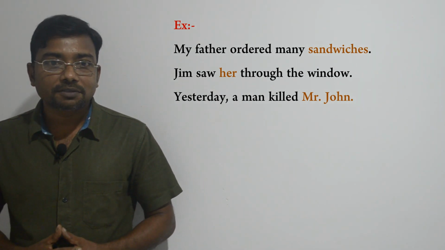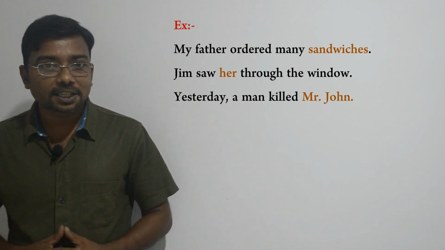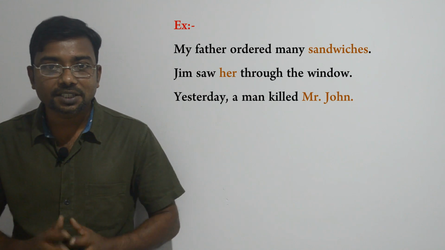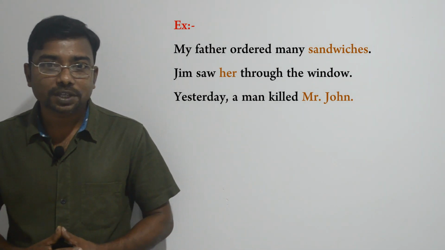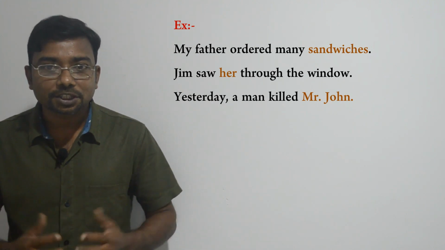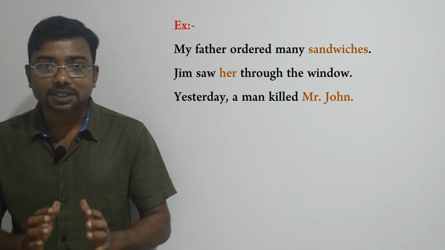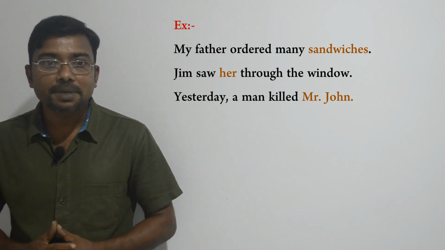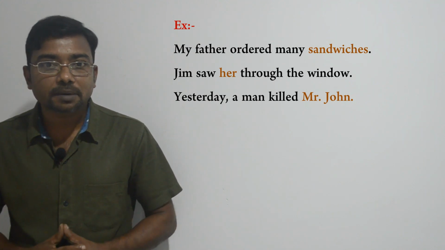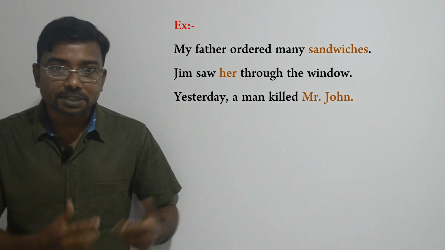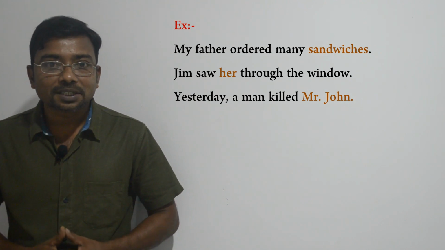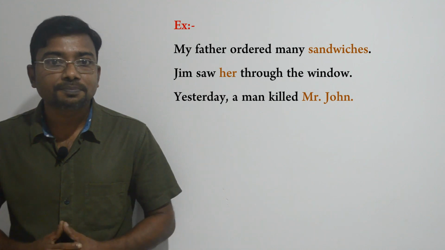Okay, go through the final one. Yesterday, a man killed Mr. John. Here, man is the subject. Killed is the verb. To identify the object, we can ask a question. Whom did the man kill? Mr. John. Okay, here Mr. John is the object because it is directly affected by the verb killed. Here yesterday acts as an adverb because it provides extra information about the verb. When did the man kill Mr. John?